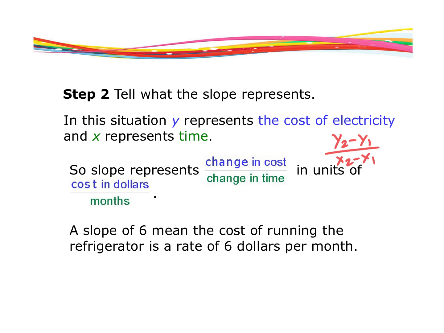So a slope of 6 means the cost of running the refrigerator is at a rate of $6 per month. Does that make sense?